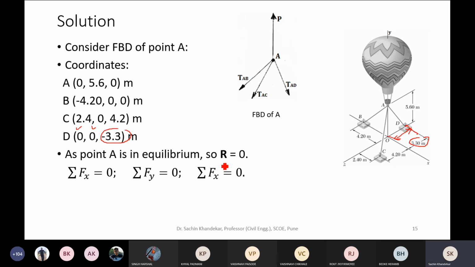Okay, so as I already told you, point A is in equilibrium, so resultant is equal to 0, and hence these three equations will be available to solve the three unknowns, right? Okay, so we will stop here. We will continue the remaining problem in tomorrow's class.